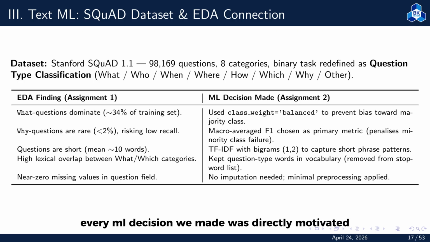Every ML decision we made was directly motivated by what we found in assignment 1. For example, EDA showed that what questions dominate at 34% of the training set. So we used class weight balanced to prevent the model from just always predicting what. We also noticed why questions are extremely rare at under 2%. So we chose macro averaged F1 as our primary metric. This penalizes failure on minority classes. Finally, since questions are short at around 10 words on average, we used TF-IDF with bigrams to capture phrase patterns like how many or what year.